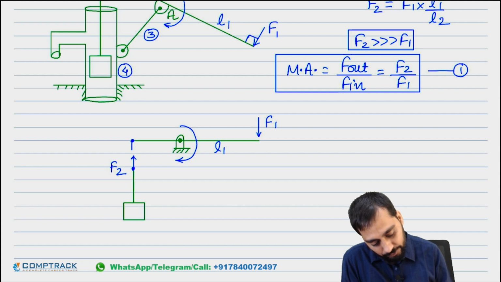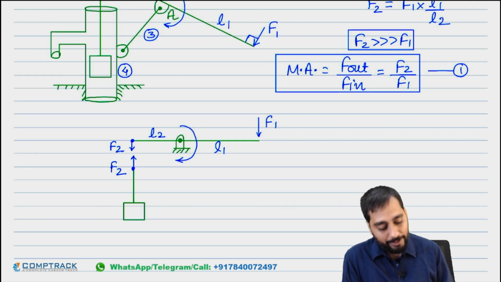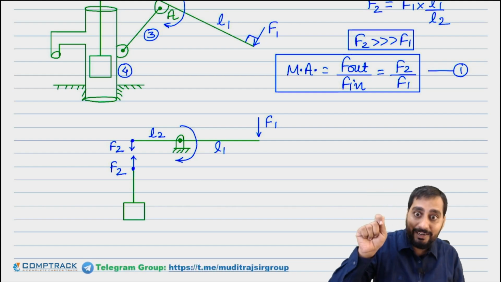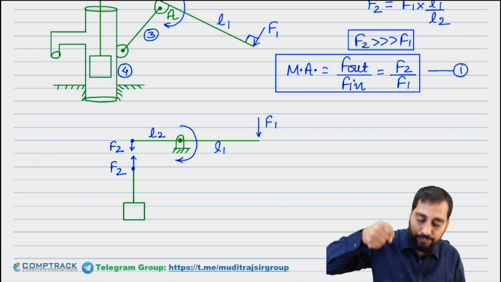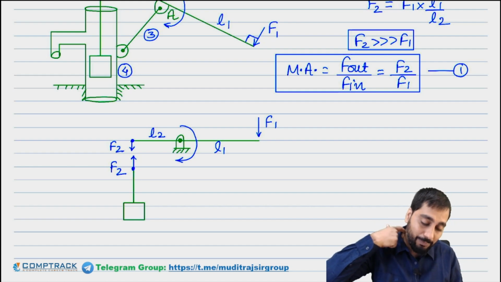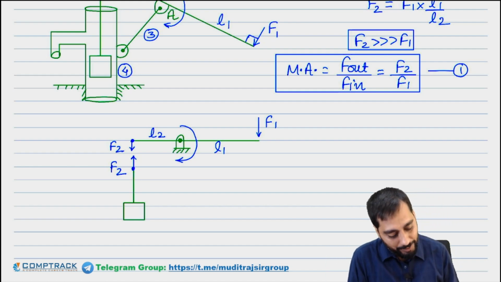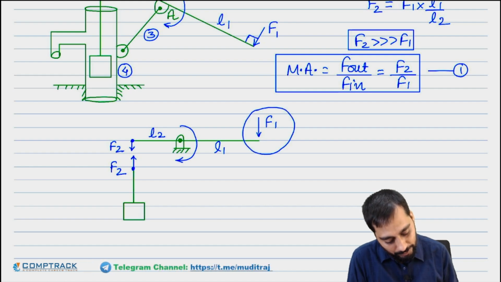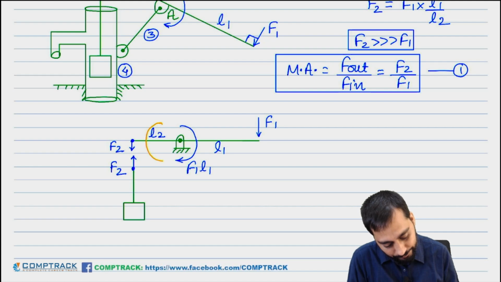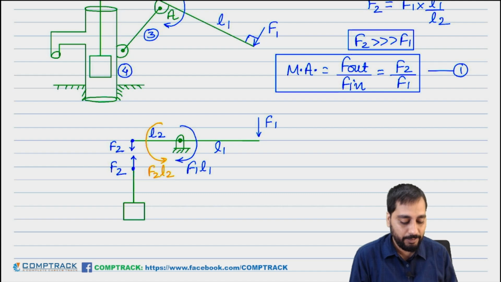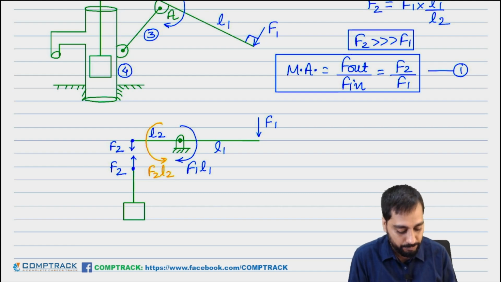Equal and opposite F2 will be acting here. This is L2. So when the balancing condition is there, just about to move, when you balance the movement here, F1 into L1 will be clockwise here, and F2 into L2 will be anti-clockwise here. Is the story clear? Any other problem?